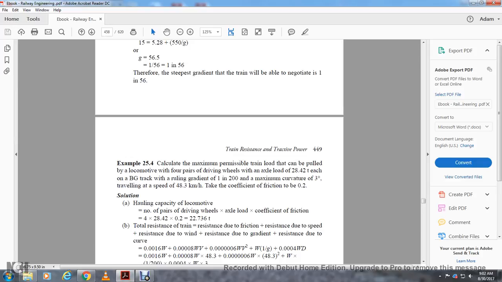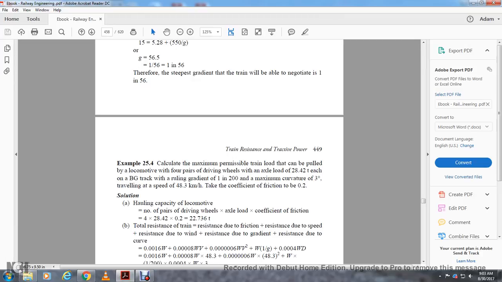Example 25.4. Calculate the permissible train load that can be hauled with a locomotive with 4 pairs of driving wheels, with an axle load of 28.42 tons each, on broad gauge with a ruling gradient of 1 in 200, maximum curve of 3 degrees, and traveling speed of 48.3 kilometers an hour. Take the coefficient of friction as 2.2 tenths.